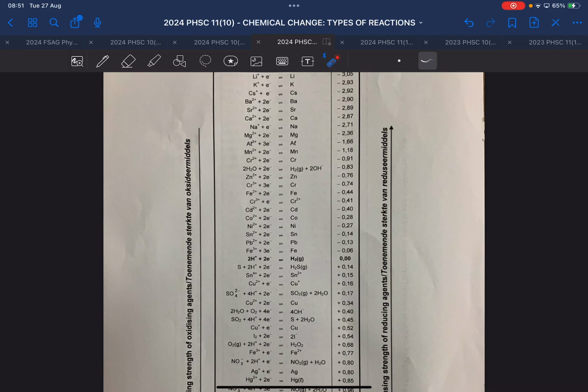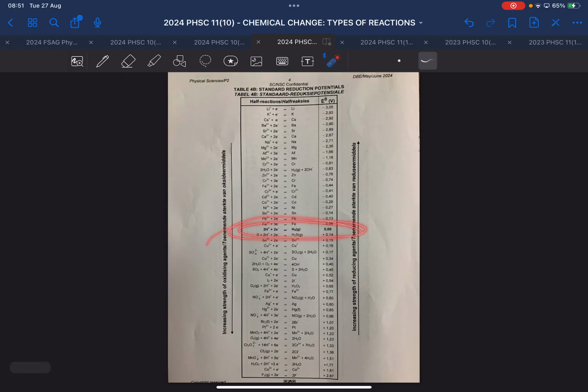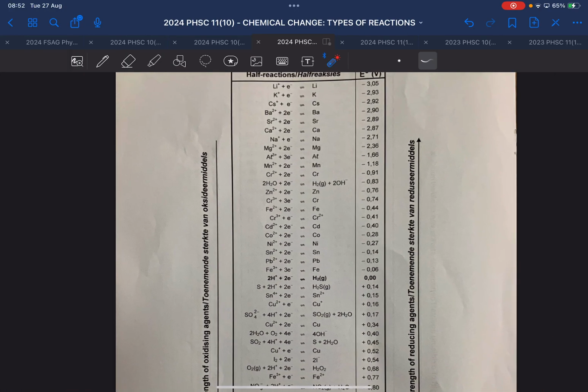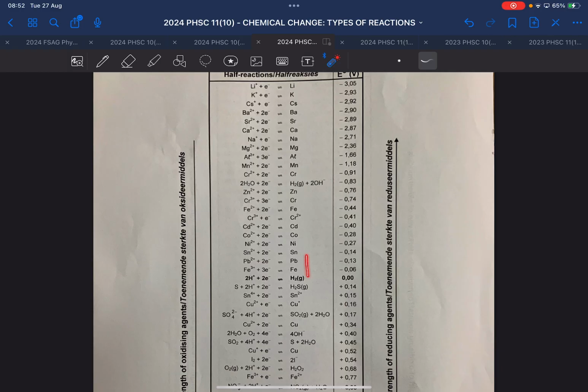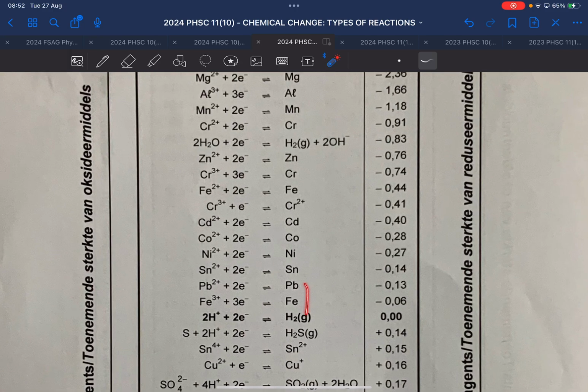We're busy with this one. In the middle of this table 4B, you can see there is hydrogen. Hydrogen is printed in bold, so that's like halfway. You can see the volts is 0 there as well. Mostly at the top of hydrogen are metals, and mostly at the bottom are non-metals. Obviously, there are exceptions, but if I tell you to look for aluminium, you say, okay, aluminium is a metal, so it might be at the top of hydrogen. Yes, there's aluminium. So we're going to use table 4B to get the half reactions.